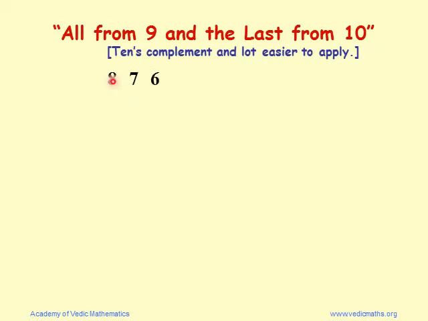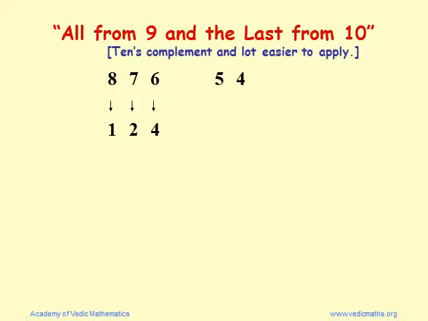Let's consider this number 876. All from 9 means 8 from 9 is 1. So 7 from 9 is 2. 6, that's the last one, 6 from 10 is 4. So 8 from 9 is 1, 7 from 9 is 2, and 6, the last one, from 10 is 4.